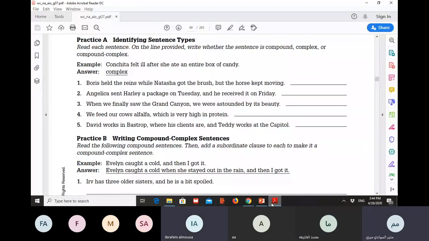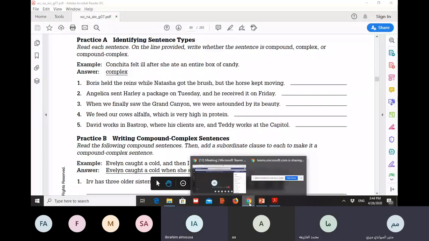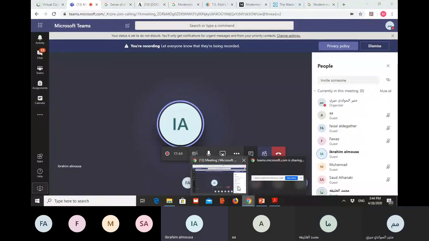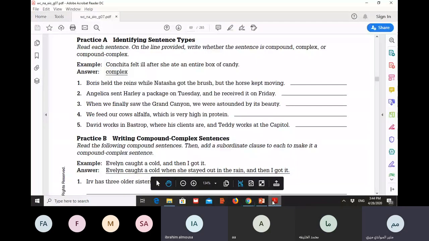Is it a compound complex? Excellent. Why? Because there's a "but." This is an explanation for the fact that it is a compound sentence. And why is it complex? Because of what? Always a complex sentence must have a main clause and a subordinate clause. Is there any subordinate clause here in the sentence?